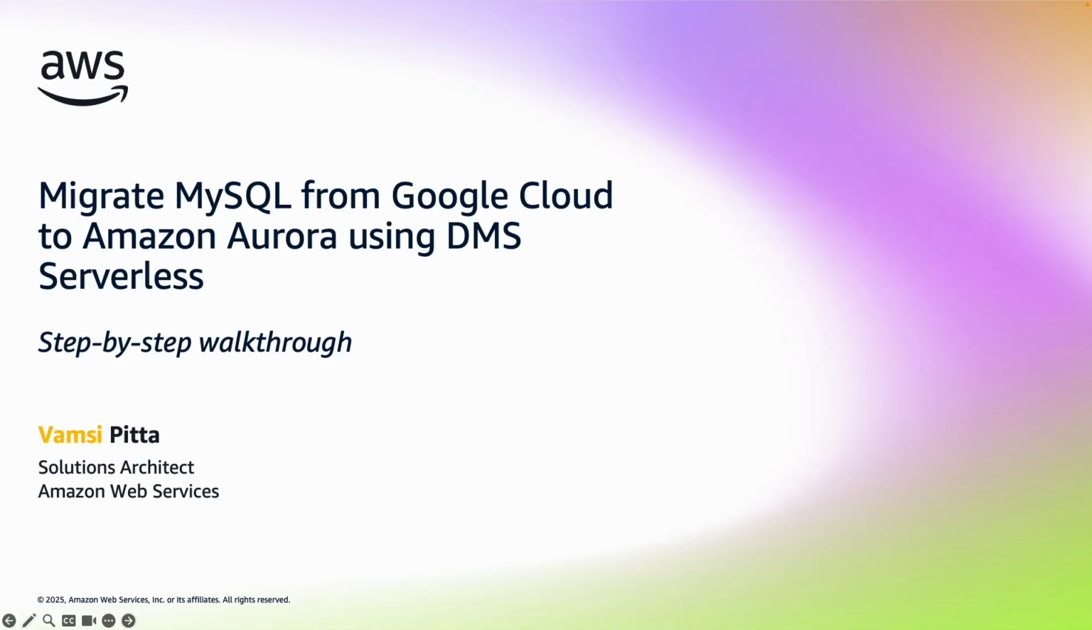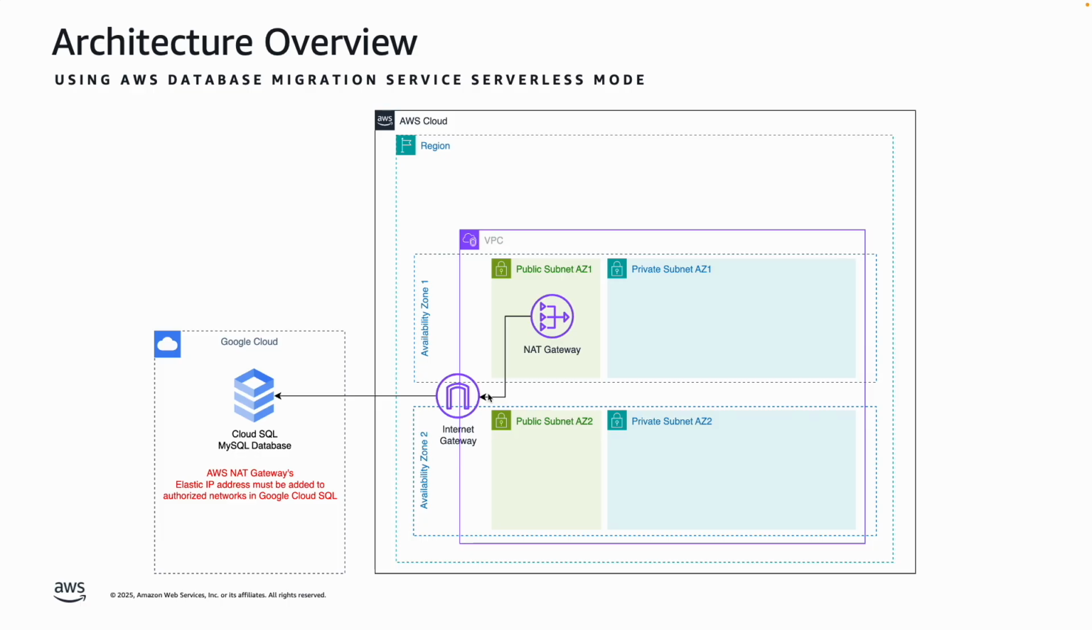In this video, I'll provide a step-by-step walkthrough of migrating a MySQL database from Google Cloud SQL to Amazon Aurora using AWS Database Migration Service Serverless mode. First, let's start by understanding the architecture overview.